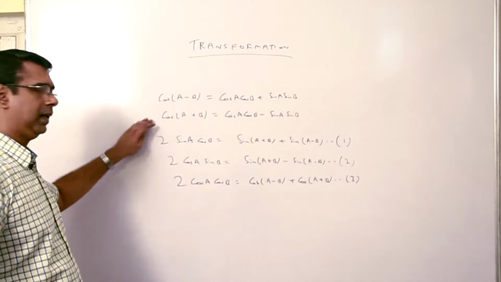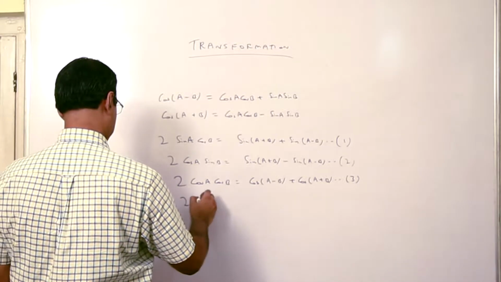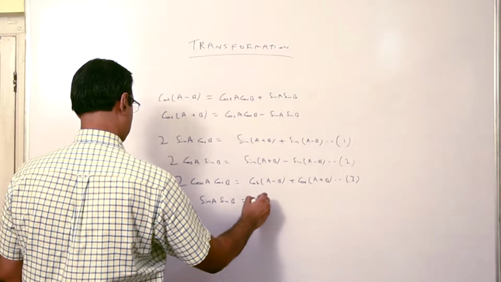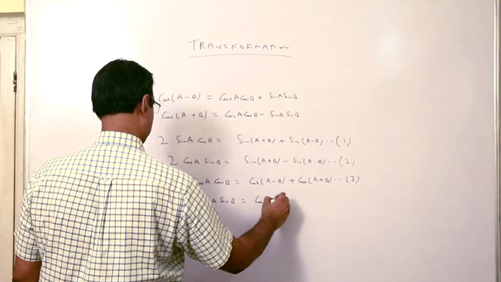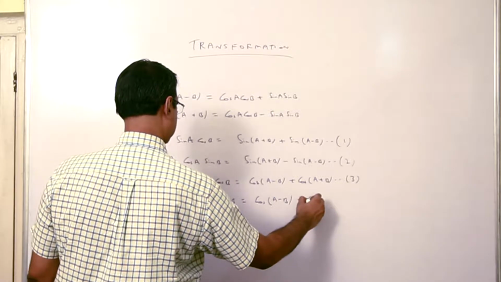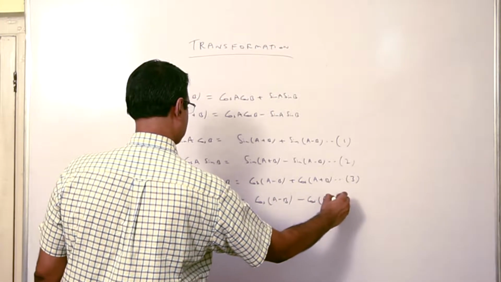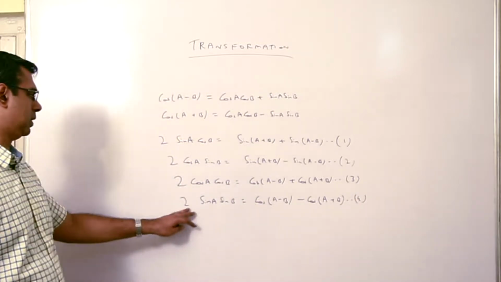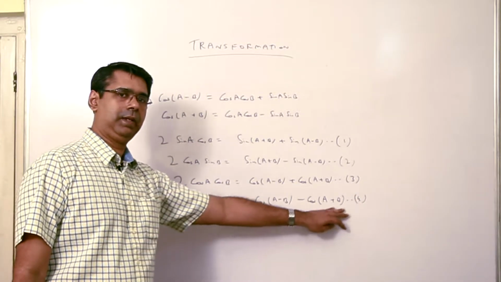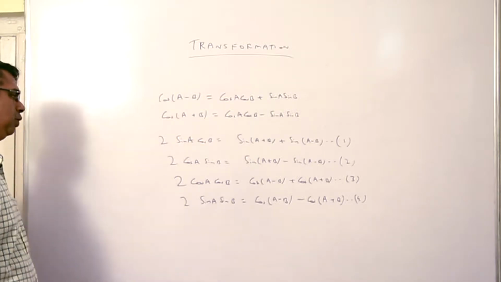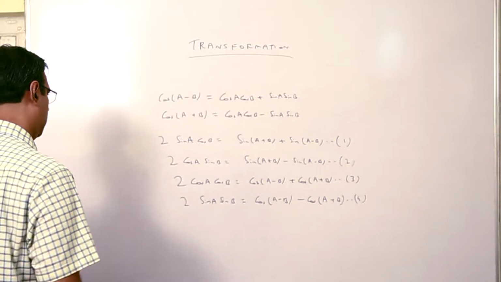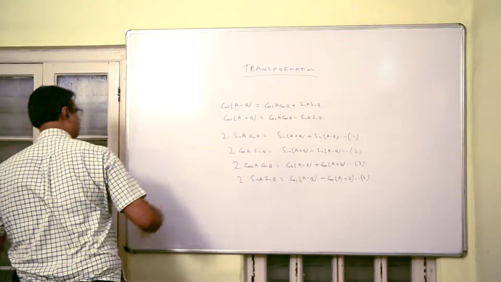If you subtract these two formulas, you will get 2 sin A sin B is cos A minus B minus cos A plus B. This becomes number 4. So these are the first 4 formulas of transformation.